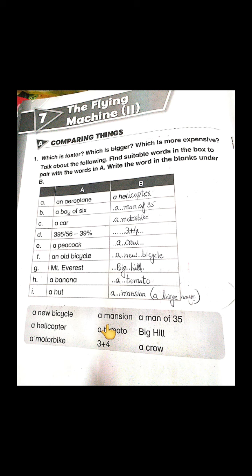Which word is able enough to be the pair of it, or you can say we can make a comparison between them? Can we compare an aeroplane with a man of 35? No, not at all. We will compare an aeroplane with a helicopter. So we will write here helicopter. B is a boy of 6. So what will be the comparison of a boy of 6? A man of 35. C is a car. And what will be the suitable comparison of a car? A motorbike.